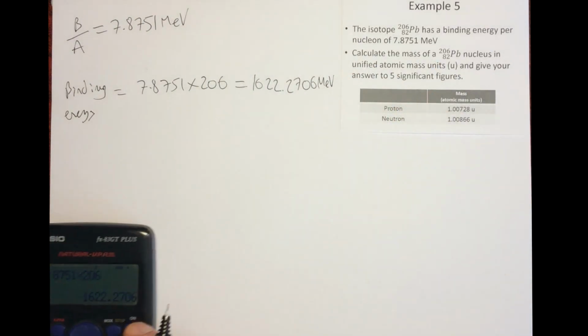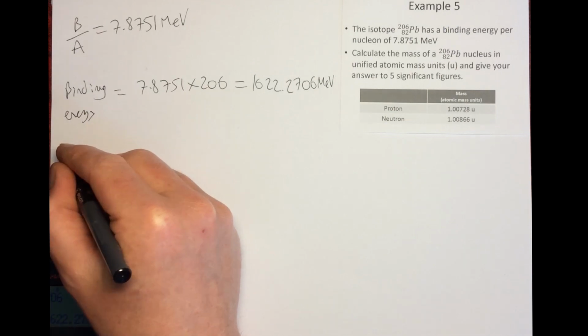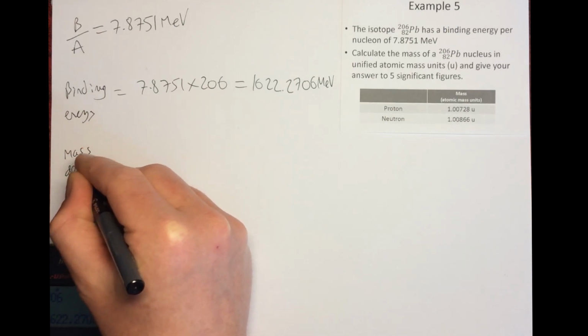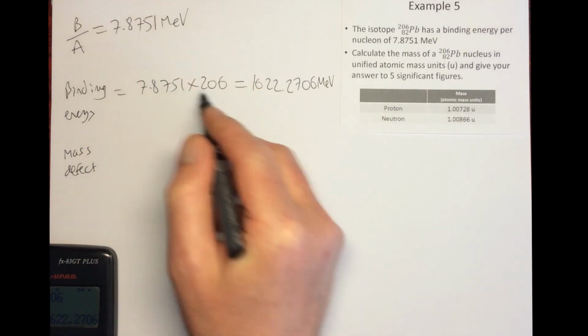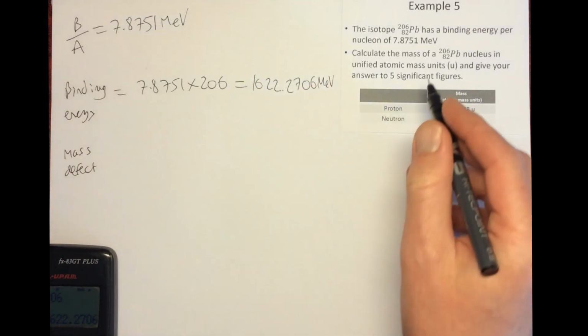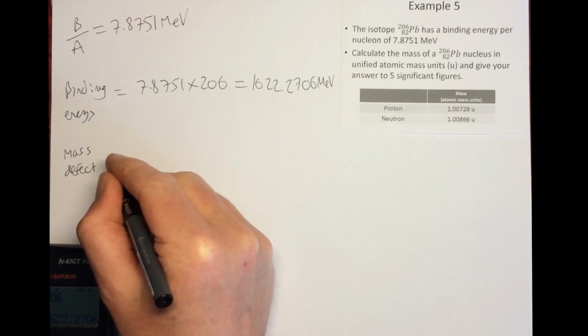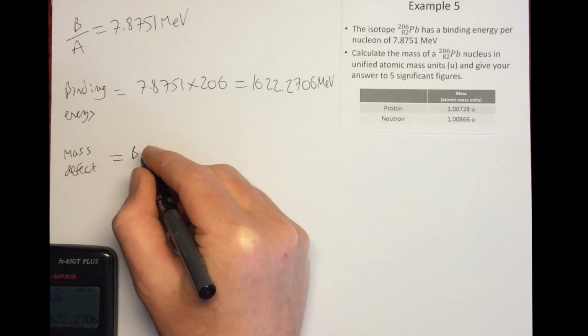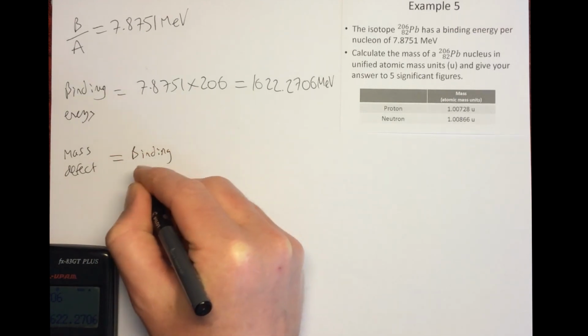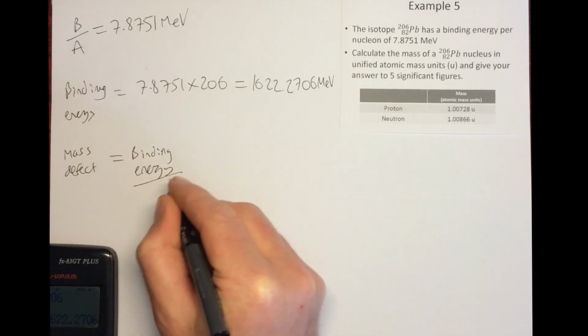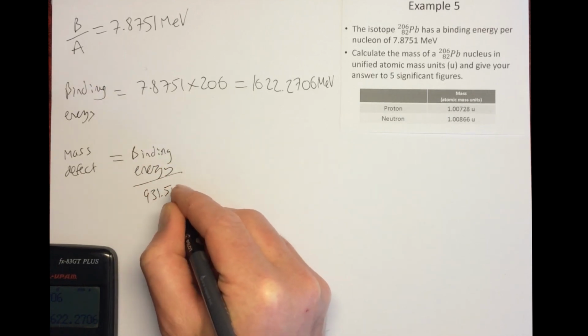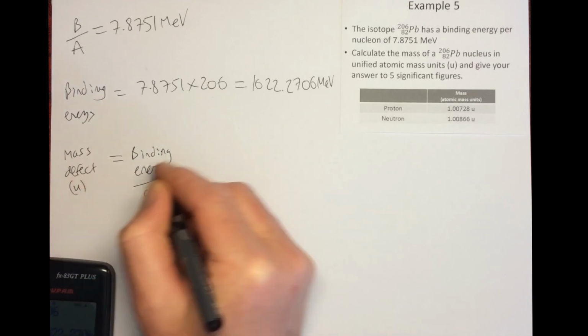Now we can then convert that into a mass. So we can work out the mass defect, basically, because this binding energy here is the energy given out when the nucleus is formed, or it's the energy required to pull the nucleus apart nucleon by nucleon. Okay, so that's the binding energy. So the mass defect is equal to the binding energy divided by 931.5 MeV, and that gives you the mass defect in U.